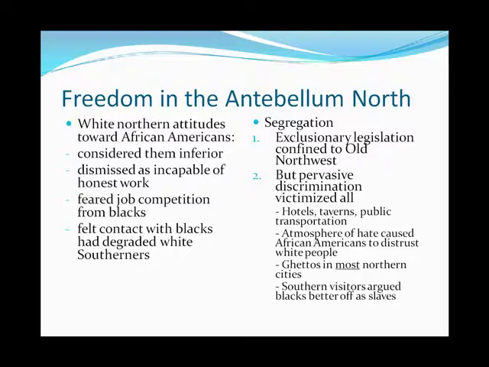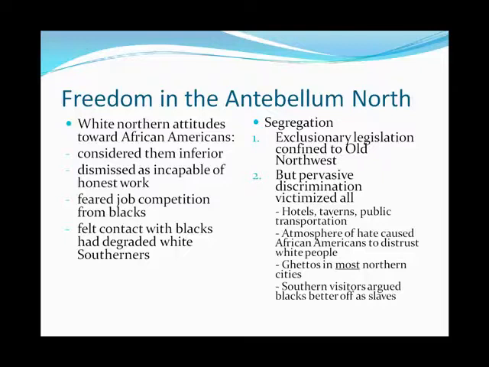But even if you didn't have exclusionary legislation designed to keep them out of these communities, in other communities you had pervasive discrimination that tended to victimize all blacks in these areas. There were restrictions on their ability to find rooms in hotels, to visit taverns, to enjoy public transportation. There was an atmosphere of hate that caused African Americans to distrust white people. In some cities, you even had exclusive neighborhoods or ghettos in most northern cities where free blacks were confined.